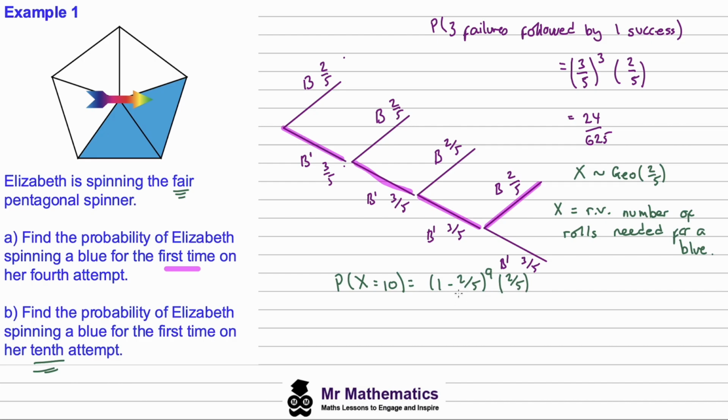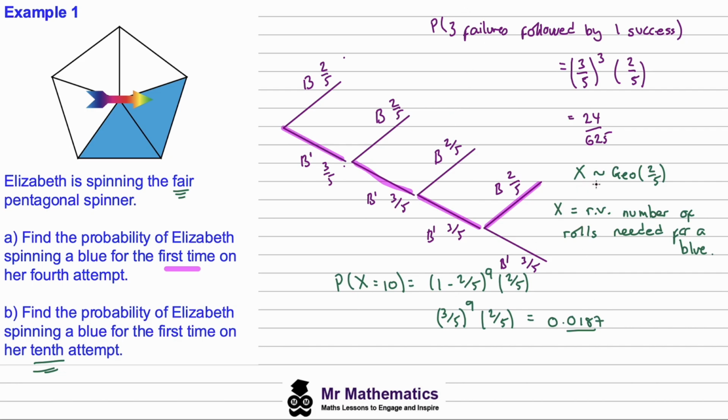So we've got 1 minus 2/5, which is 3/5, multiplied by itself 9 times, multiplied by 2/5, the success. We can work this out, and we get approximately 0.0187 to 4 dp. And we can use a formula to generalize this.